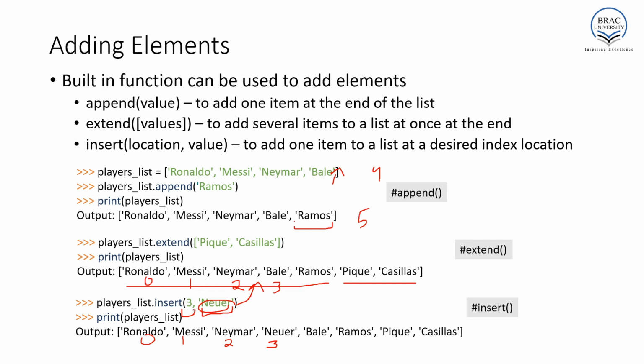The insert function had two arguments. The extend function had one argument, which was a list, and the append function had one argument, which was a value. It can be a string, it can be a number, it can be a boolean, it can be anything.